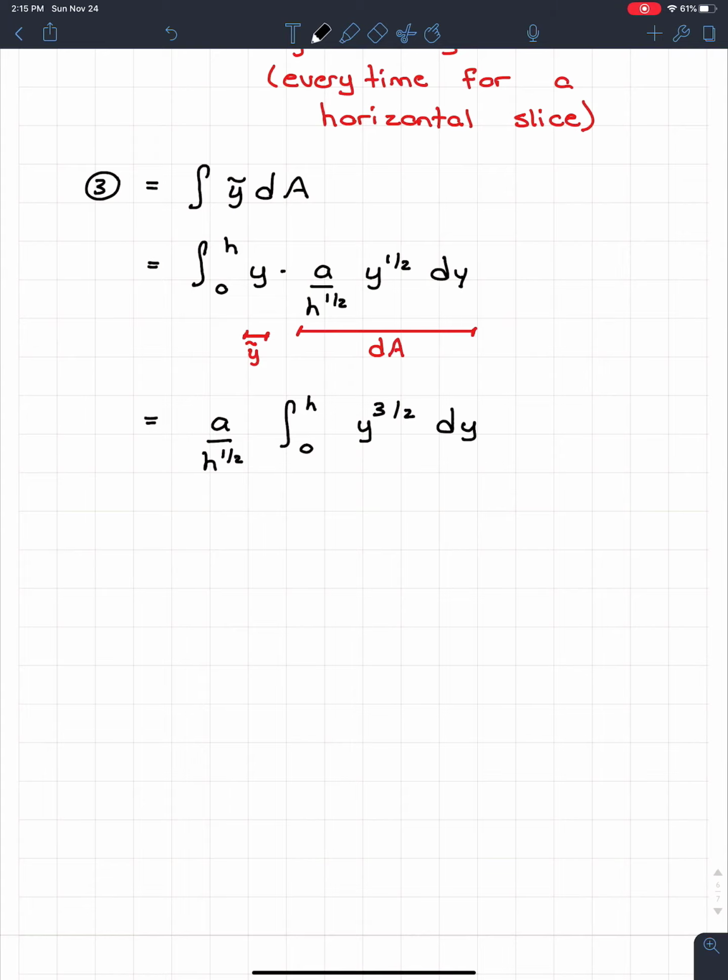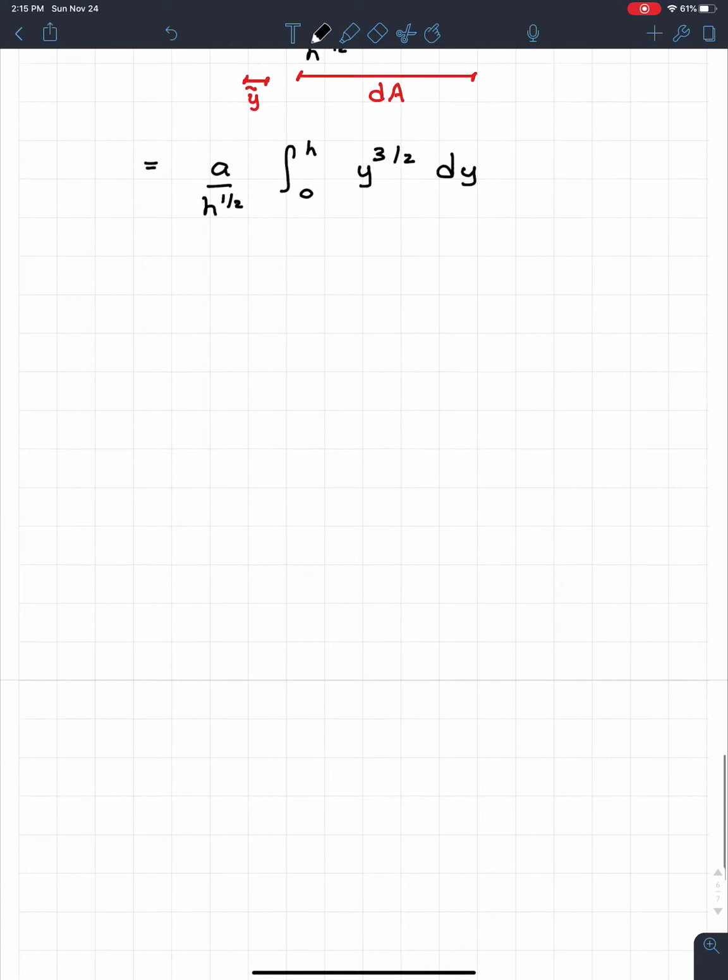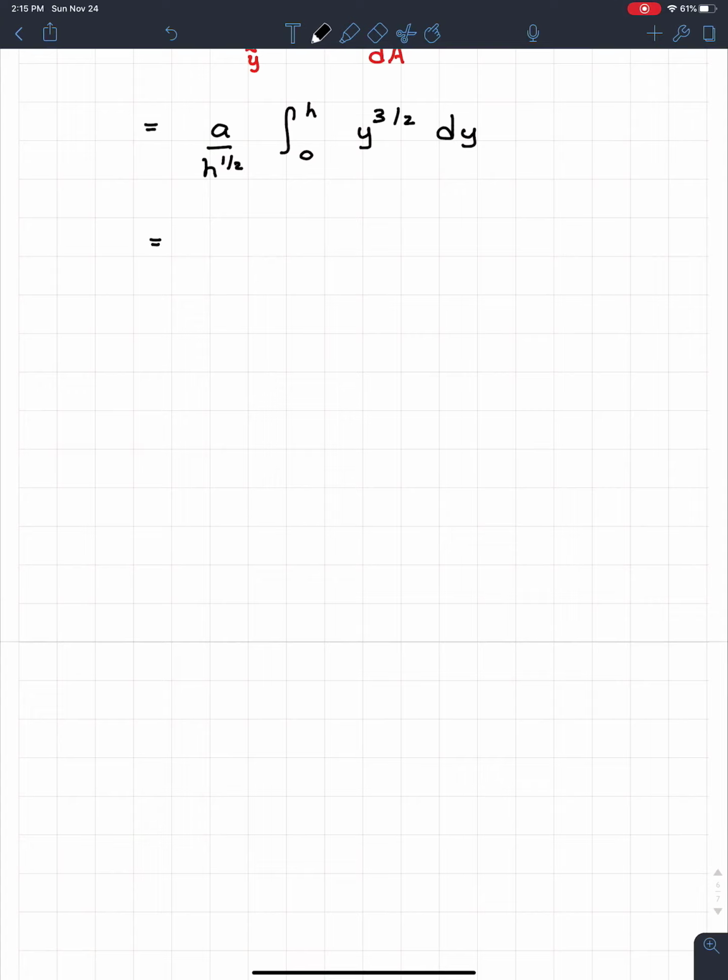And this is now our integral. As you guys can see, it's not bad. It's just y to the 3/2. So when we come up here, the constants are going to stay the same. So we're going to have a divided by h to the 1/2 times the integral from 0 to h. Actually, I'm evaluating the integral now. I don't have to simplify it anymore.